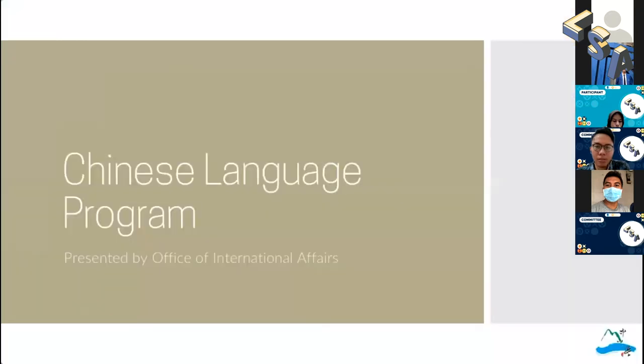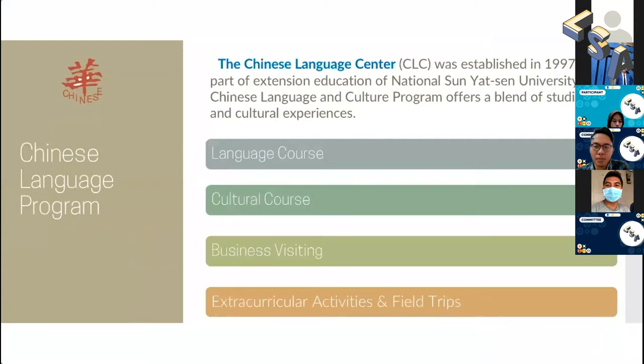If you're interested in something else, like a shorter program, you can consider studying Chinese with us. Our Chinese Language Center offers regular programs that run every 3 months. You're free to choose how many terms you want to register. Other than this, there are also summer intensive programs that run for 2 months. As one of the best Chinese language centers in Taiwan, we insist on keeping class size small. Each class has only 10 to 12 students, allowing maximum interaction between teachers and students.